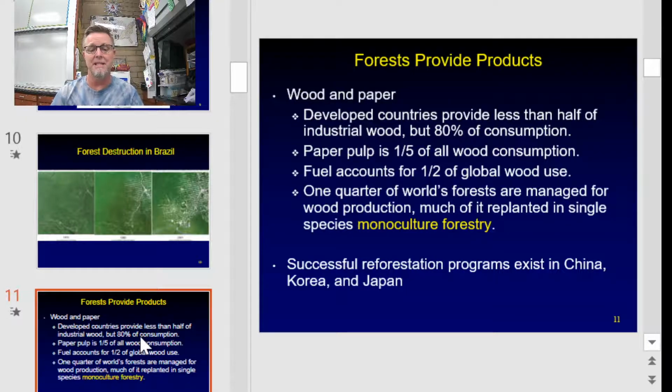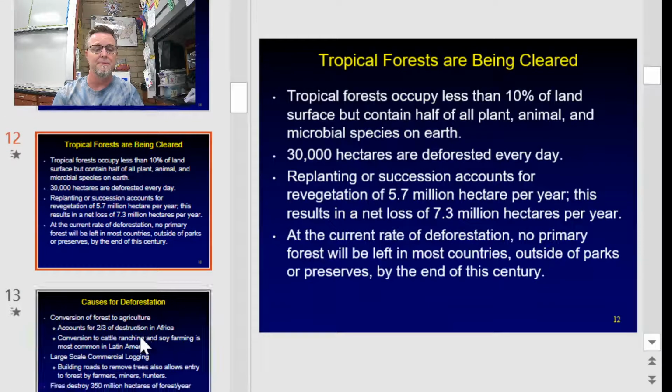There have been successful reforestation programs in places like China, Korea, and Japan, right? But they don't reforest by simply planting those monocultures. Tropical forests occupy less than 10% of the land surface, but contain half of all plant and animal and microbial species on Earth. The sad thing about tropical forests is there's 30,000 hectares that are removed every single day. Like literally more than a football field an hour is slashed and burned and never to return.